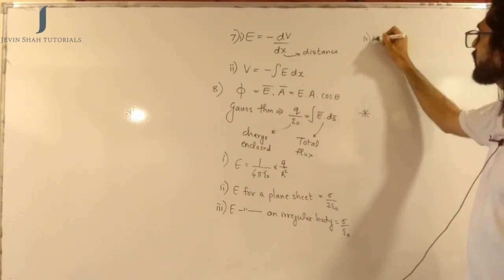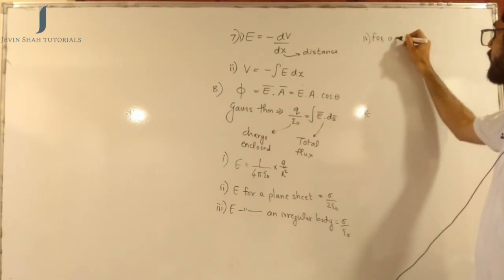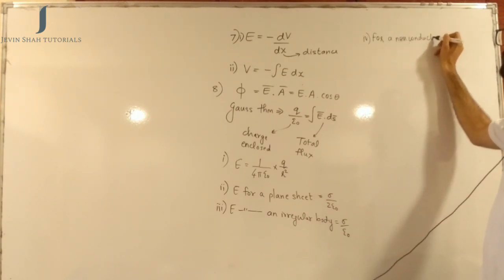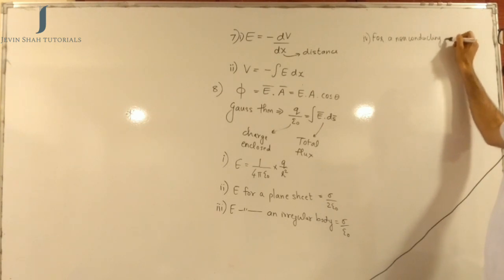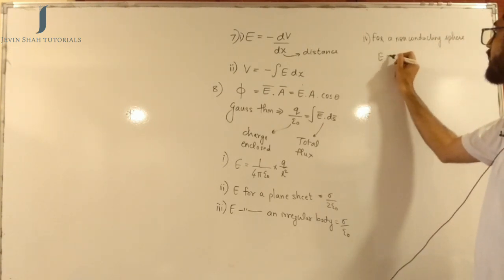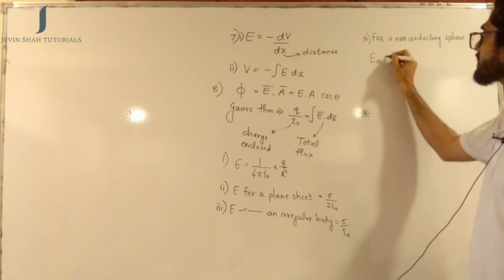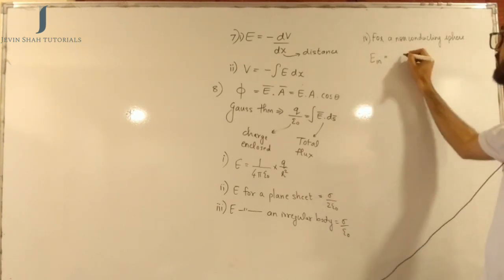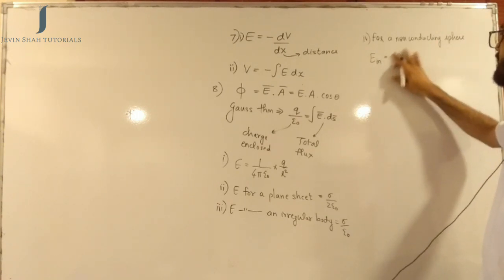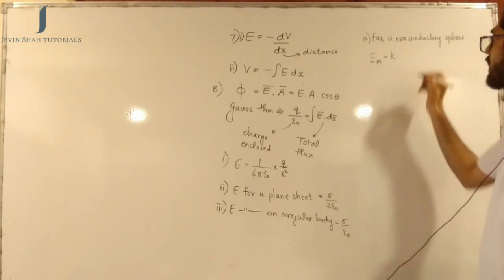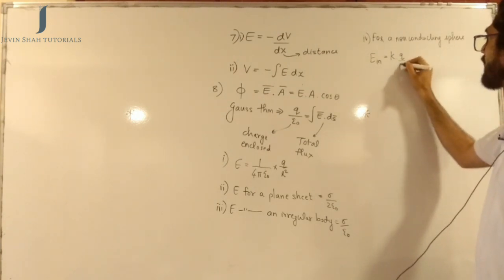So for a non-conducting sphere, the E formula inside, I will specifically write it as E inside because E outside was the same as that conducting sphere. This is 1 upon 4 pi epsilon naught, which I had mentioned I will be writing as K only, into Q upon capital R square.